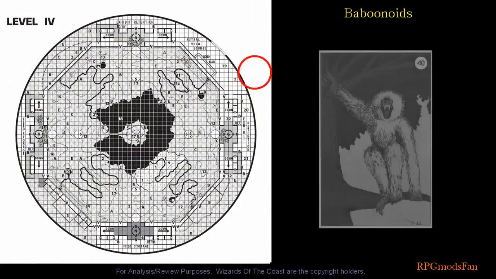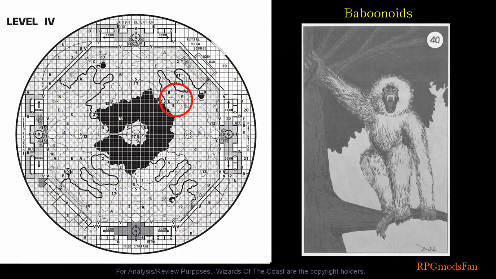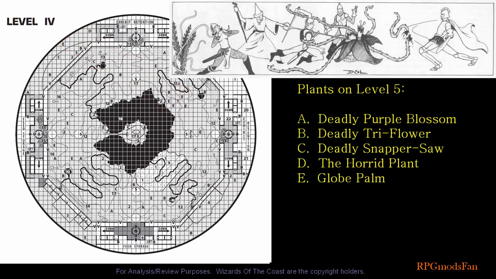At area number 7 are 6 babuinoids, who will stay silent and try not to be noticed by the party. If need be, they can use the fruits of the deadly plants around them as grenades. Speaking of deadly plants on this level, I will present their illustrations as a montage at the end of this video.